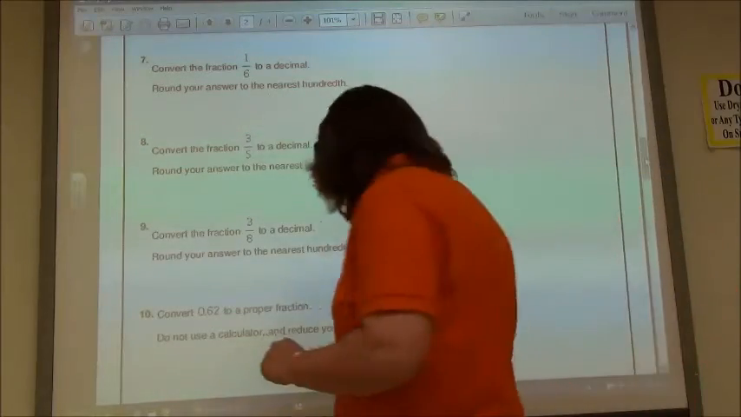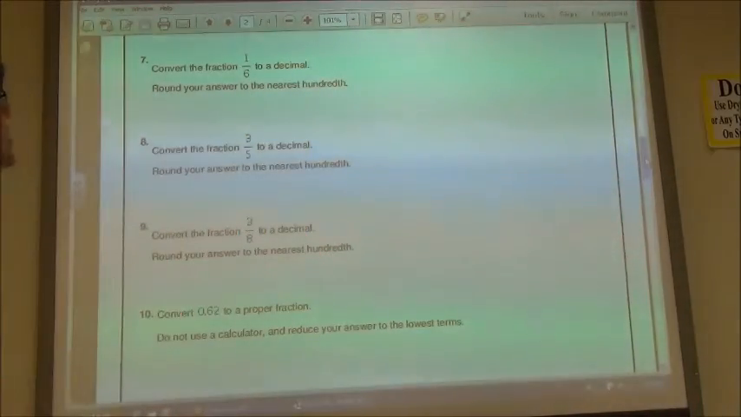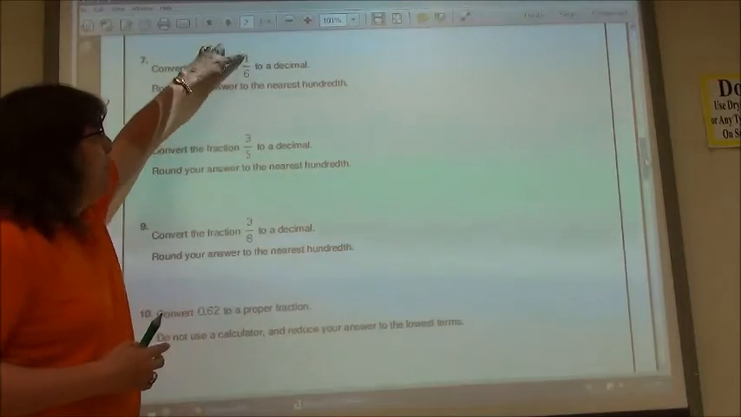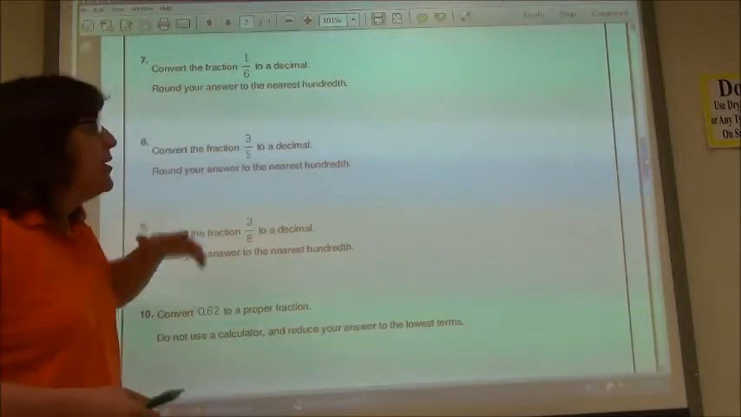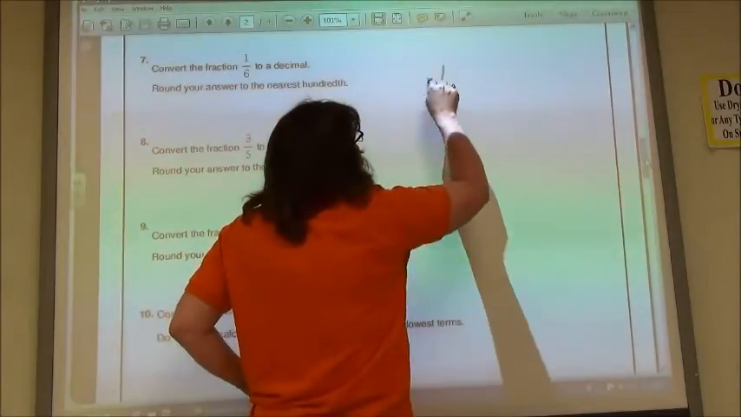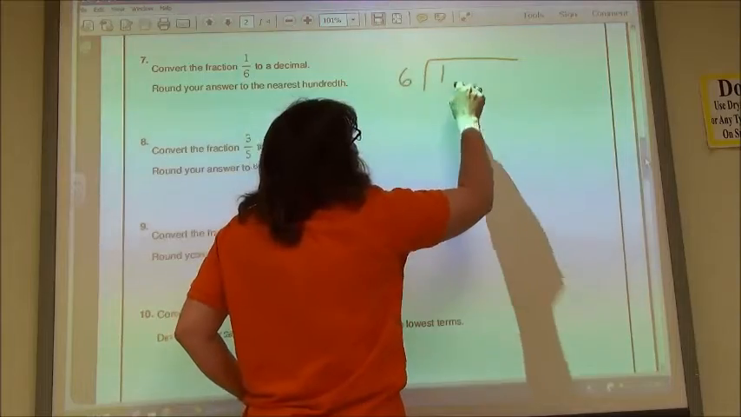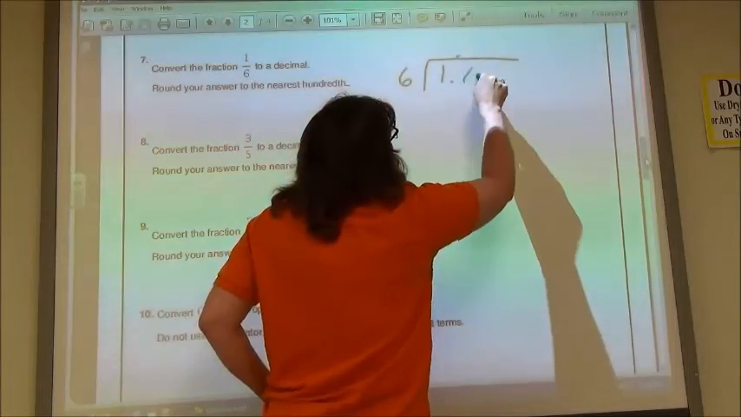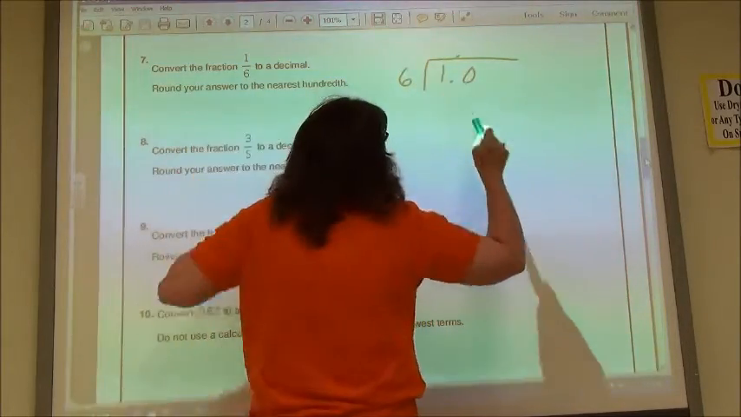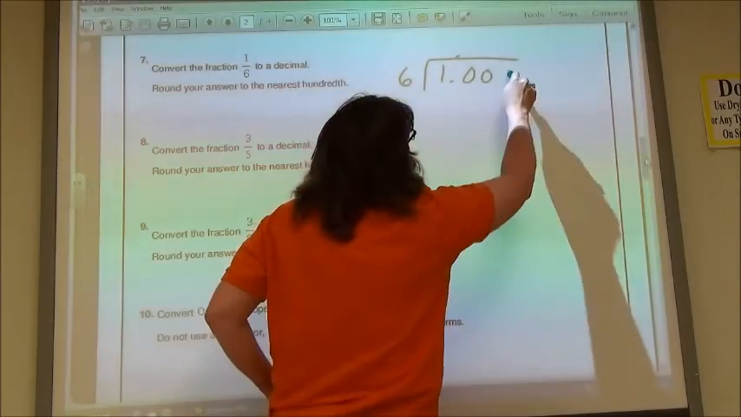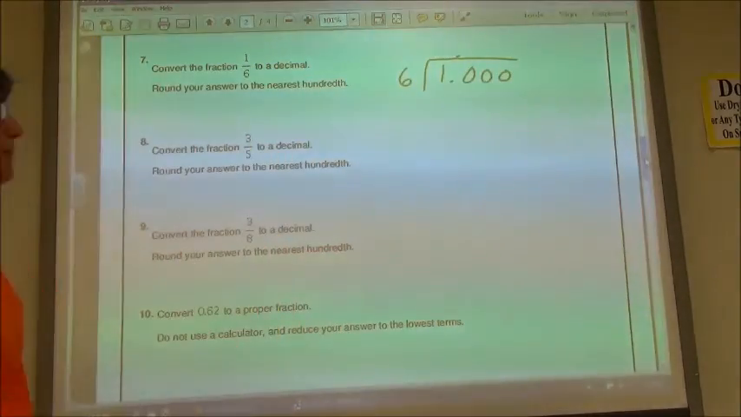Seven, 8, and 9, they want you to convert a fraction to a decimal. Just to remind you again, fractions are really division problems. 1 divided by 6. So I'm taking the 1 on the inside, I'm dividing it by 6. So I'm adding my decimal point and some zeros. It says round to the nearest hundredth, so there'd be to the hundredth, 1 more spot for my rounding.